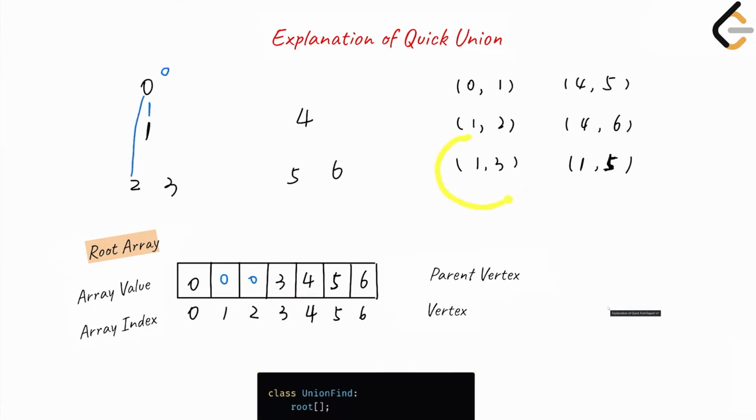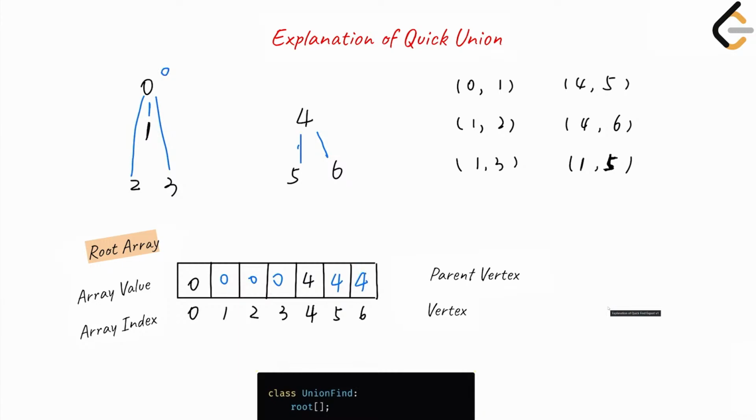To connect nodes 1 and 3, we will perform the same operation. The parent node of 3 will be assigned as 0. Now we need to connect 4 and 5. To connect 4 and 5, the root node of 4 is 4, and the root node of 5 is 5. So we need to choose a parent node from them. Let's choose 4, and update the parent node of 5 to 4. Next, let's connect 4 and 6. We will again choose 4 as the root node for 6.